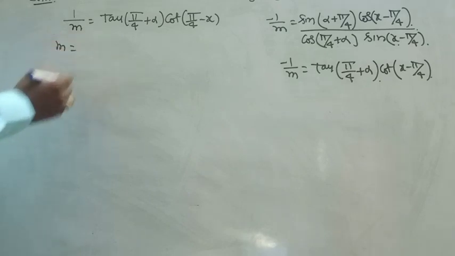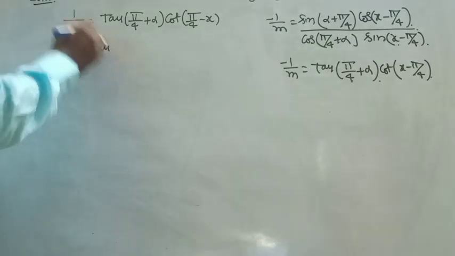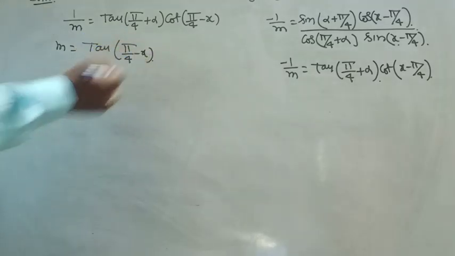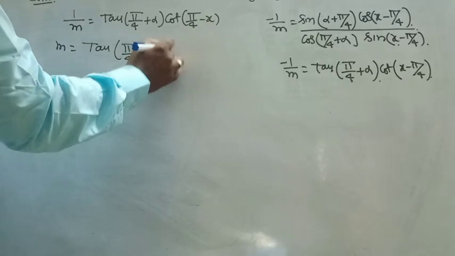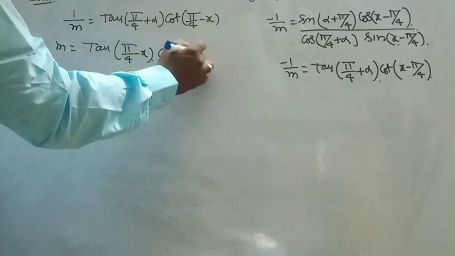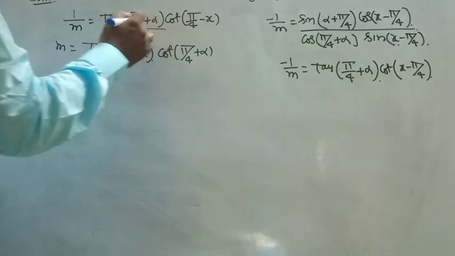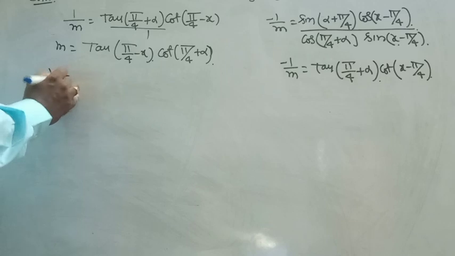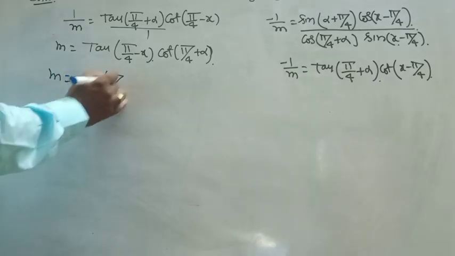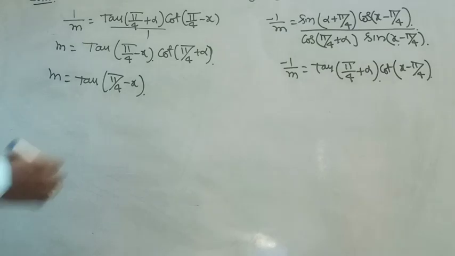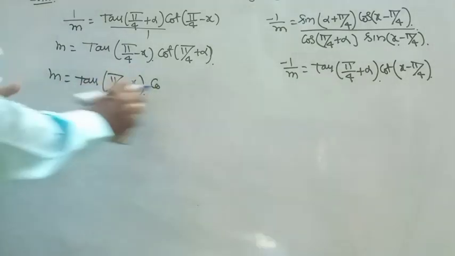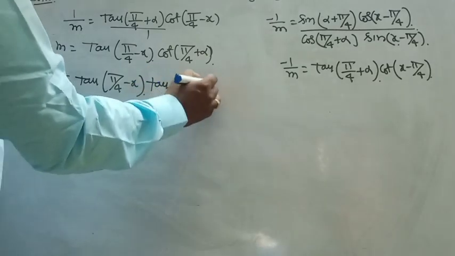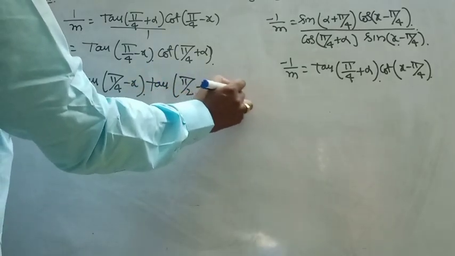Now m is equal to, you take the reciprocal. Once you take the reciprocal, it becomes tan (pi by 4 minus x) and cot (pi by 4 plus alpha), because we have taken the reciprocal. This is 1 by m, so just take the reciprocals, ulta. Once we got this, now m is equal to tan (pi by 4 minus x) into cot. This cot we can write as tan of pi by 2 minus (pi by 4 plus alpha).